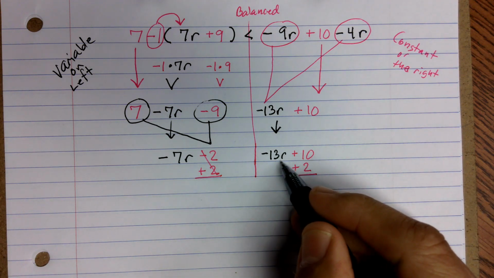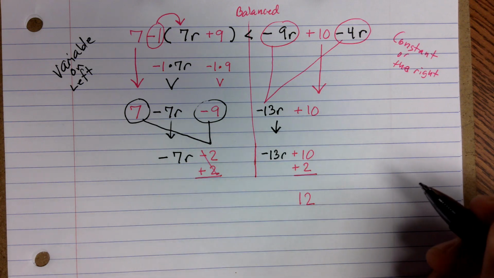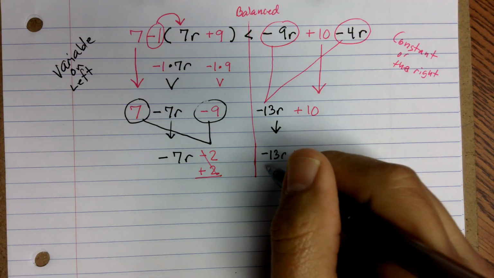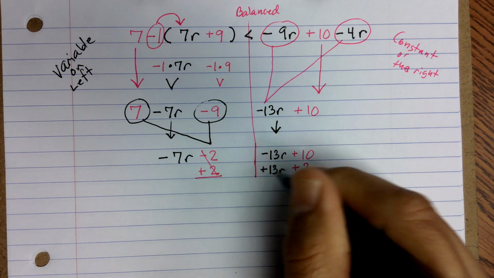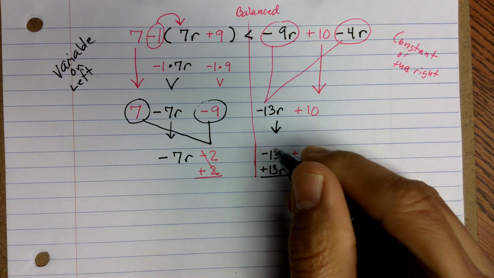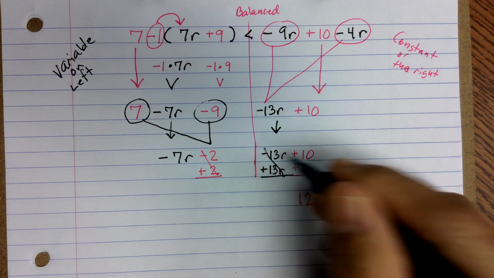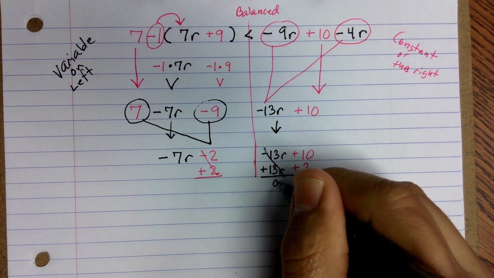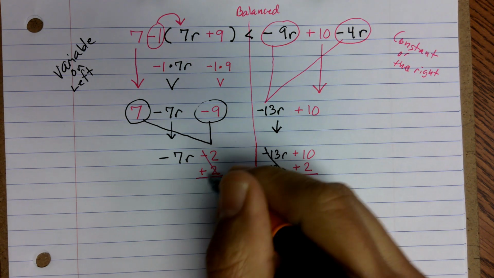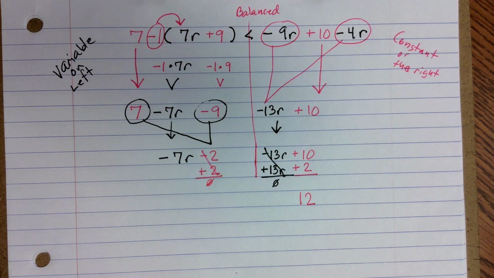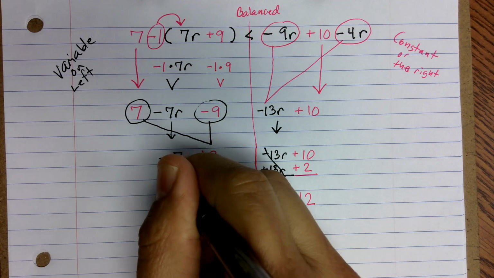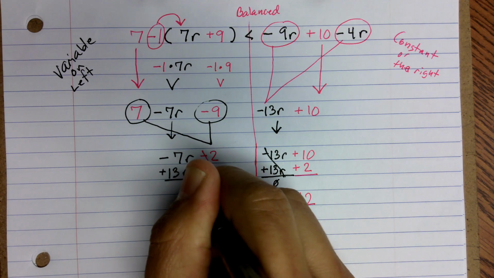Now I want to move this negative 13r over to the left. Since it's a negative 13r, to move that entire term, I want to do the inverse operation, which is adding 13r. That creates a 0 on the right and gets rid of all of our variables. In other words, we have 0 for our variable, just like over here we had 0 for our constant value. And now I want to go ahead and add 13r to the other side to keep it balanced.